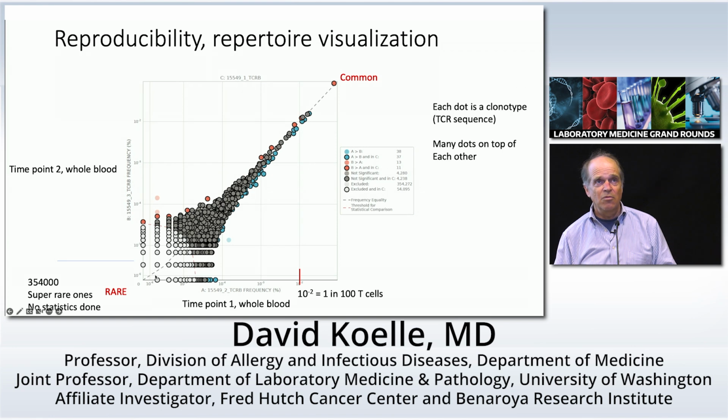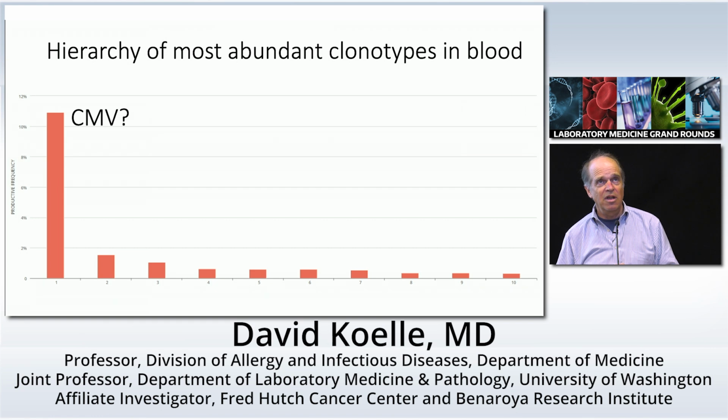There are 354,000 down here in this light gray region on the lower left that are too rare for the statistical program to try to say were more or less abundant in one or the other. And the rare ones in red or blue were called out as more or less abundant in one sample or the other. So this is what the technology looks like. When we look inside of a specific sample, here's the top 10 clonotypes, and that big boy on the left is 11%. That might be a CMV-specific clonotype, but then they rapidly are going down to the 1% level, and there's a giant tail of very rare clonotypes that are coming off on the low end.